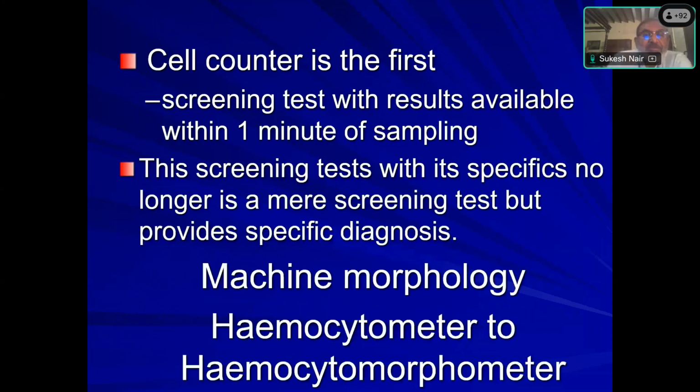So the cell counter is the first screening test, with results available within 1 minute of sampling. This screening test, with the specifics, is no longer a mere screening test but provides a specific diagnosis, which my colleague Joy Maman calls machine morphology, but I call a hemocytomorphometer.